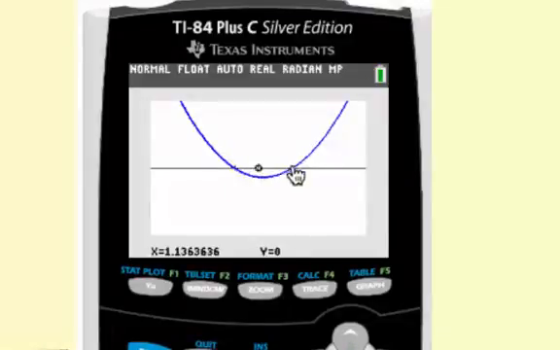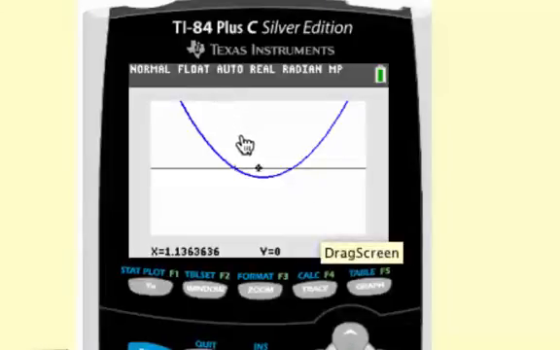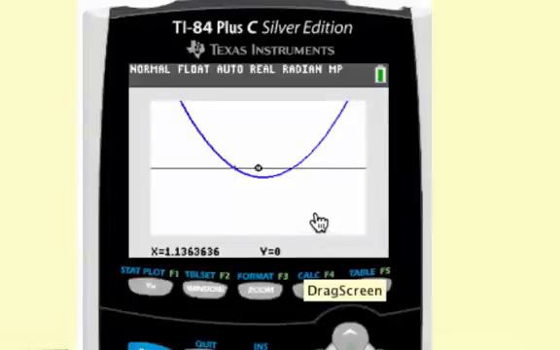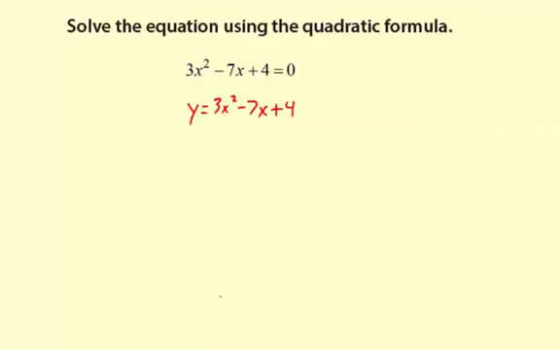So there are two real solutions to this equation. If it just touched the x-axis and the vertex was on the x-axis, we would have one real solution. And if there were no intersections with the x-axis, there would be two imaginary solutions. So we expect two real solutions. Now, let's go back here and calculate what those are using the quadratic formula.